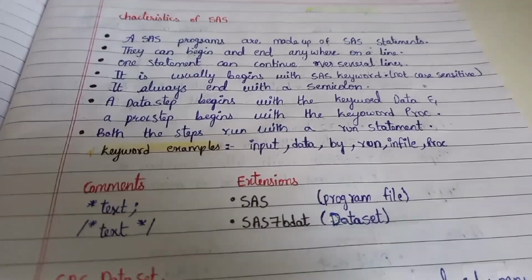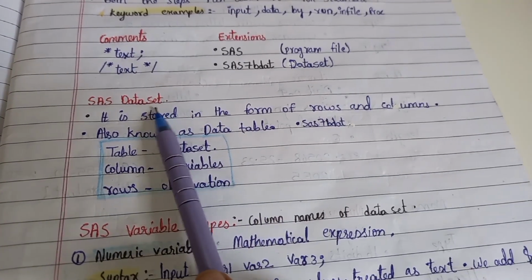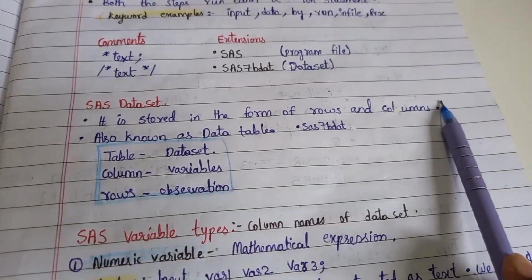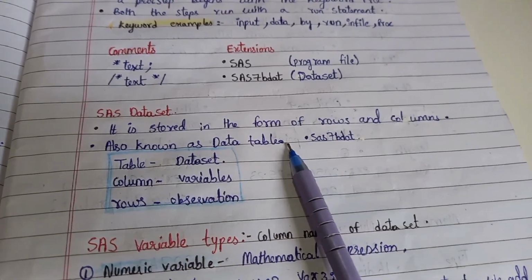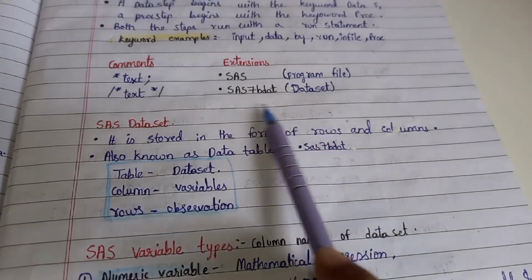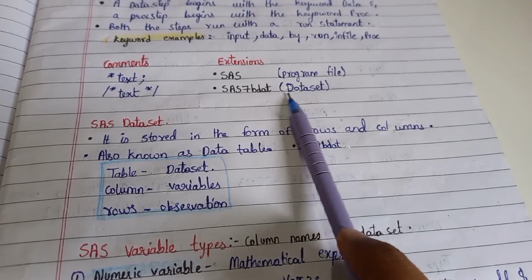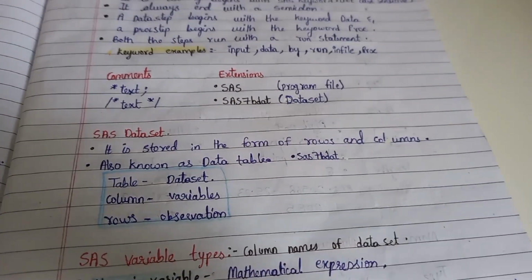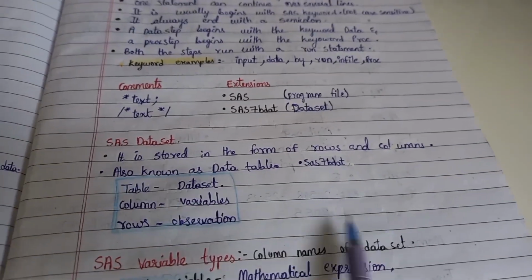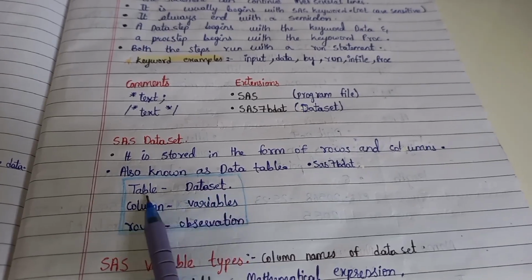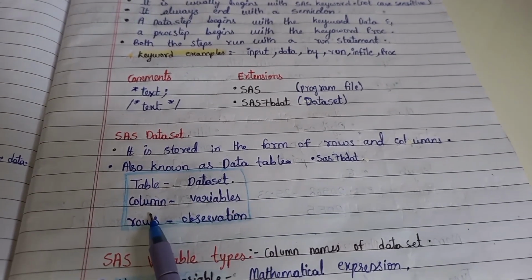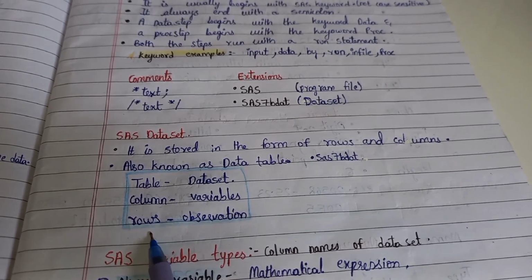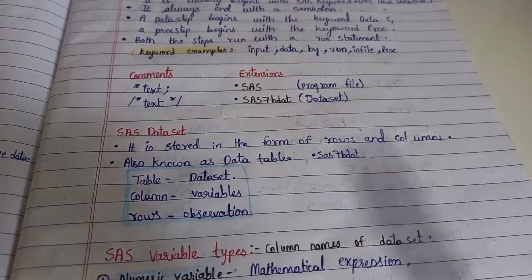Okay. A SAS data set is nothing but data stored in the form of rows and columns, also known as a data table. As I said, the extension of a data set is .sas7bdat. Clear? And a data set is also known as a table, right? I said that variables are known as columns and observations are known as rows.